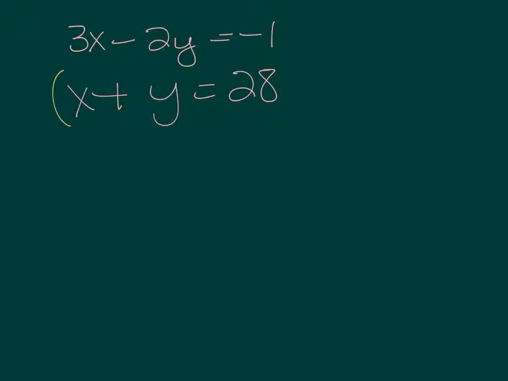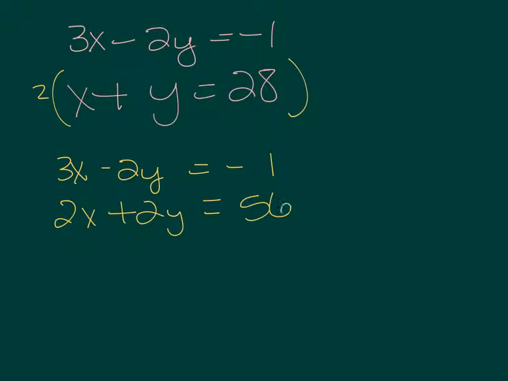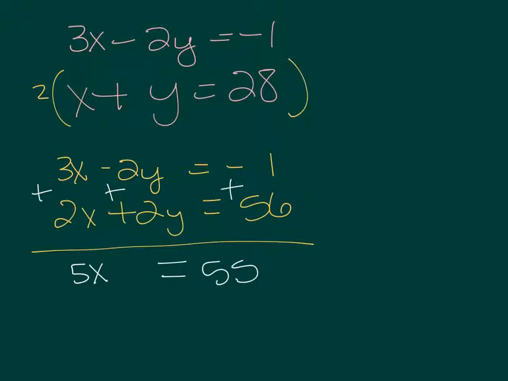What I would probably do is I would multiply the top or bottom equation by 2. So I would get the top equation stays the same, 3x minus 2y equals negative 1. The bottom equation, 2x plus 2y equals 56. Okay, so I'm going to add my two equations. 3x plus 2x is 5x. Negative 2y plus 2y, that's gone. Negative 1 plus 56 is 55. Divide both sides by 5, and x is 11.